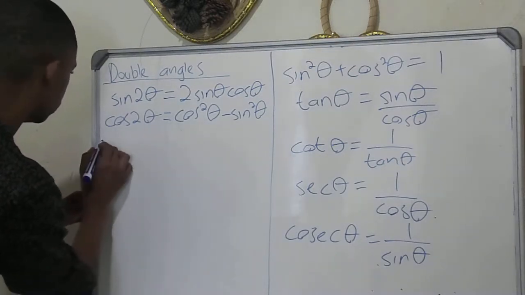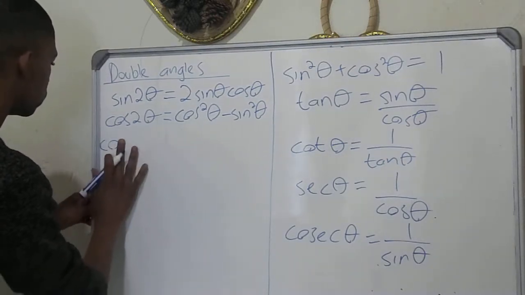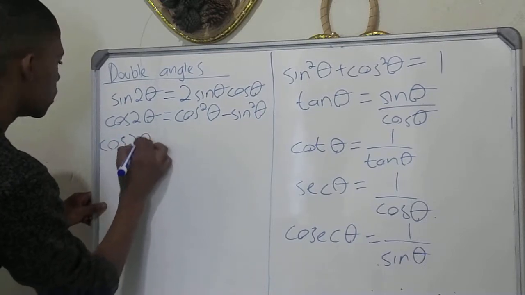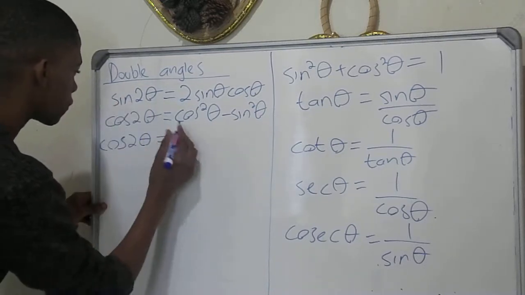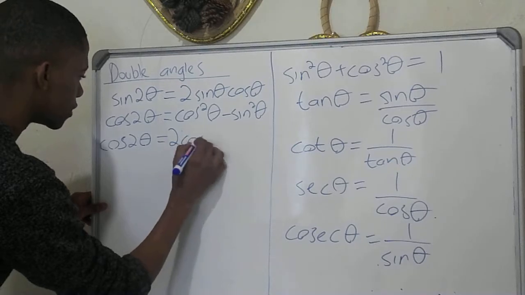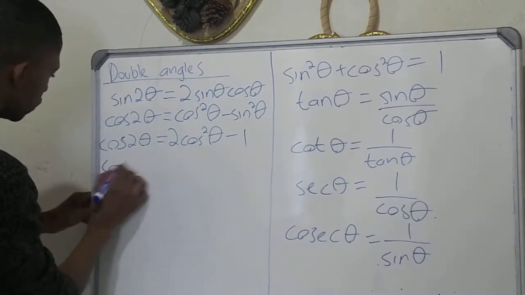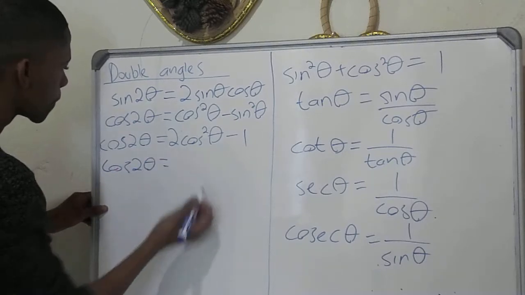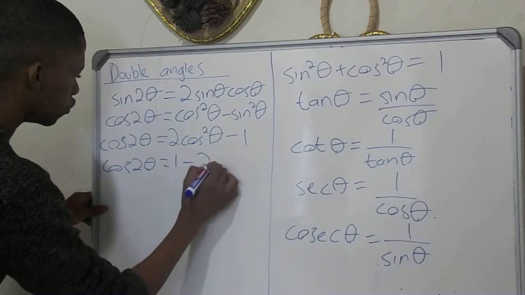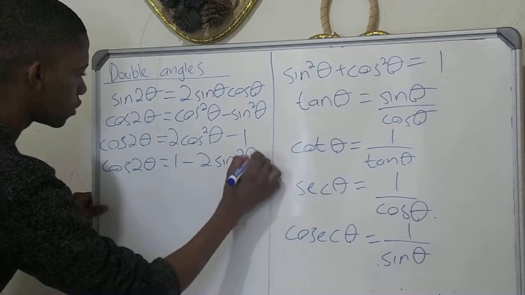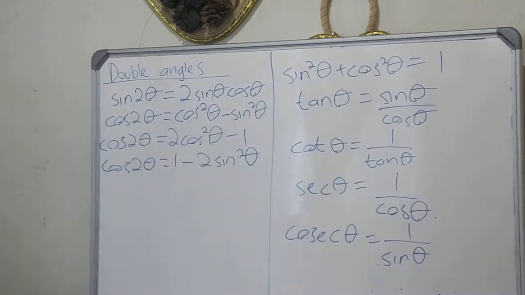This is also equal to, so cos 2 theta is also equal to 2 cos squared theta minus 1. And it is also equal to 1 minus 2 sine squared theta. Guys, you just have to know this.